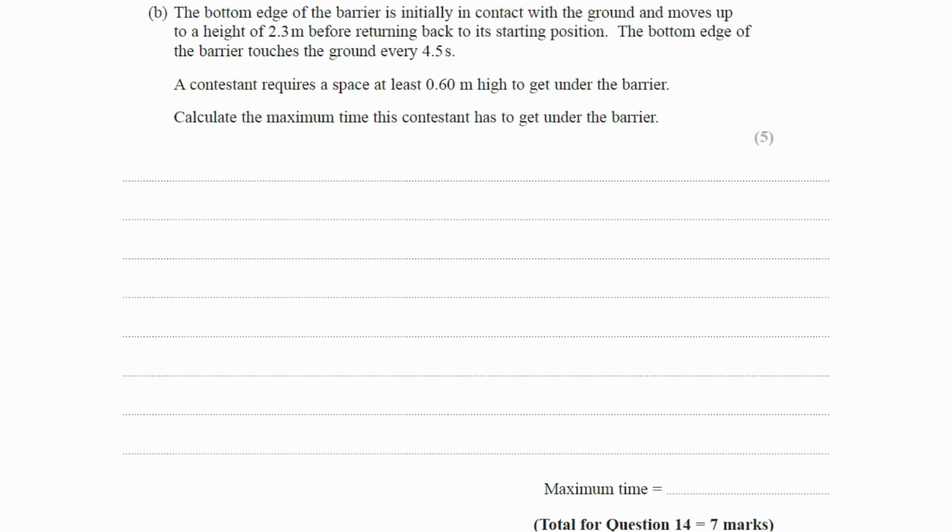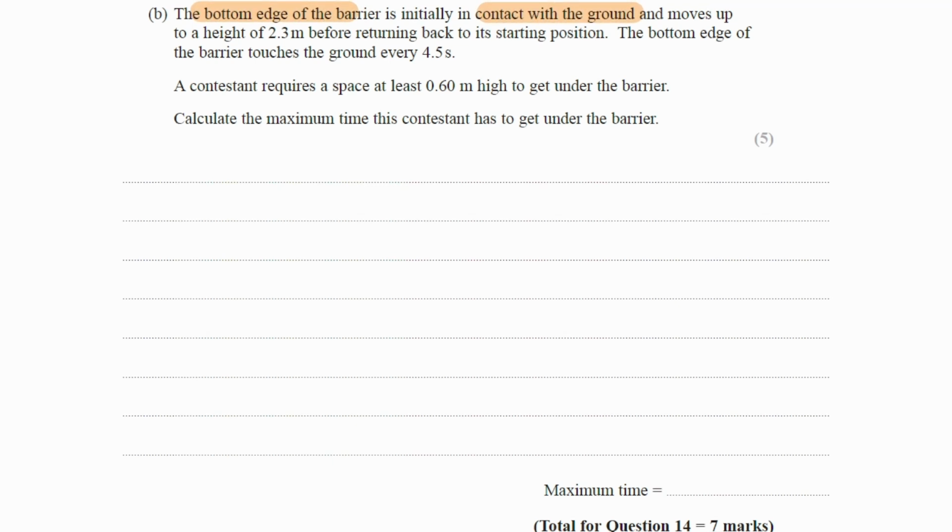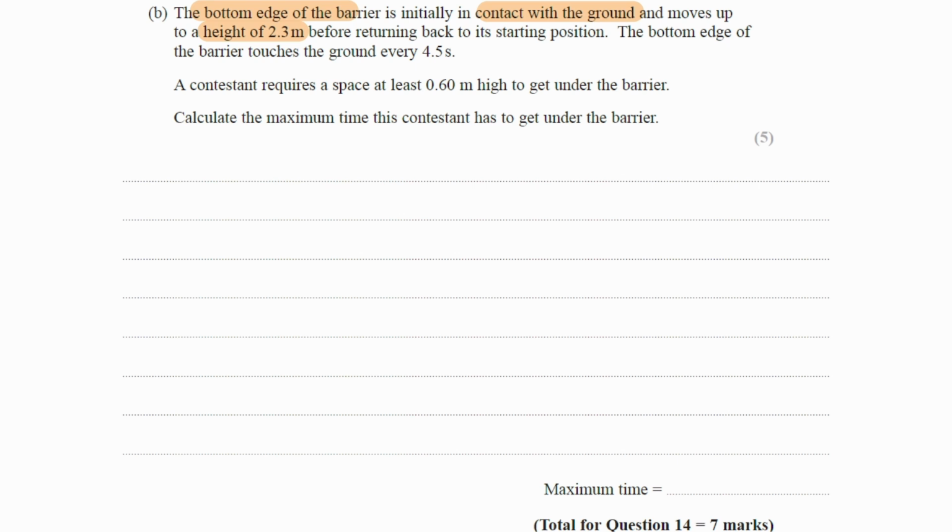The bottom edge of the barrier is initially in contact with the ground and moves up to a height of 2.3 meters before returning back to its starting position. The bottom edge of the barrier touches the ground every 4.5 seconds. A contestant requires a space at least 0.6 meters high to get under the barrier. Calculate the maximum time this contestant has to get under the barrier.